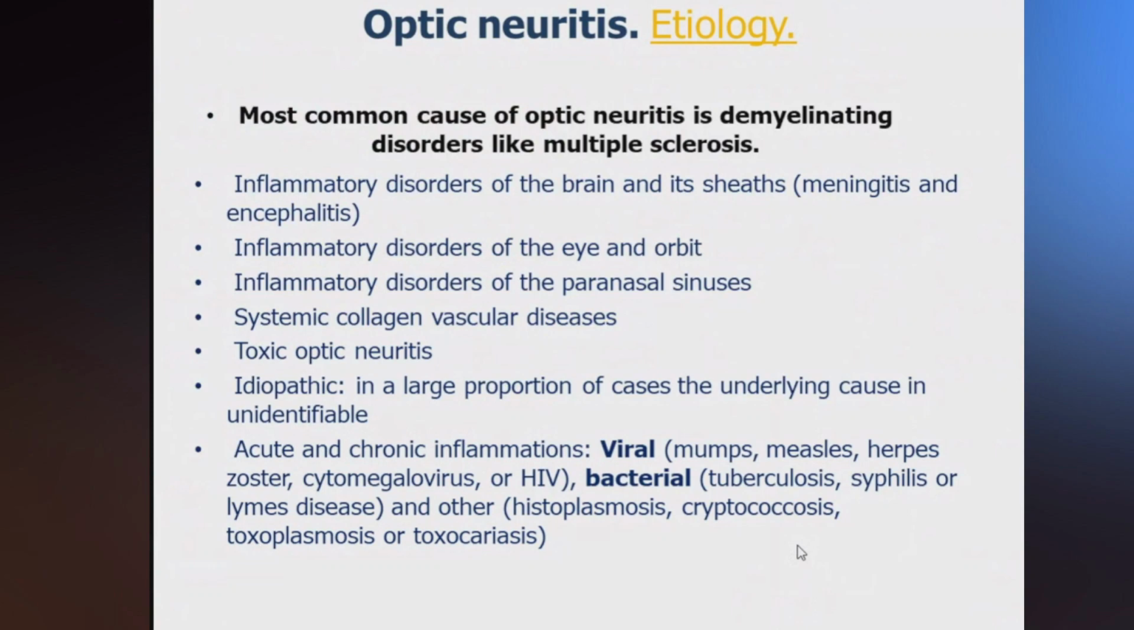inflammatory disorders of the eye and orbit, inflammatory disorders of the paranasal sinuses, systemic collagen vascular diseases, different toxic action. Optic neuritis may be idiopathic. Acute and chronic inflammation, systemic inflammation like viral and bacterial, may be also the cause of optic neuritis. But do not forget that most often we can see optic neuritis in multiple sclerosis.